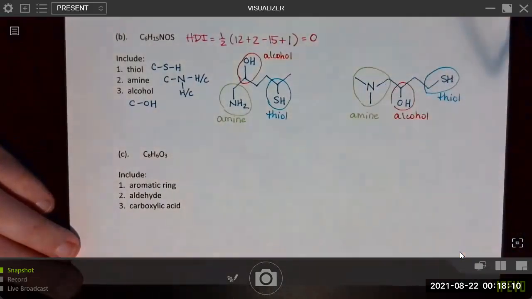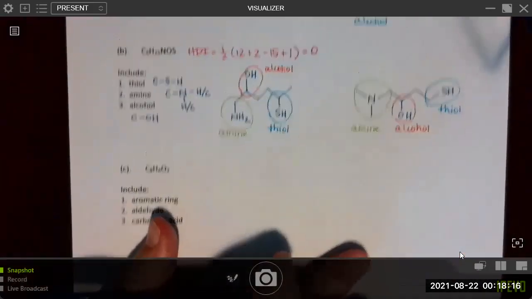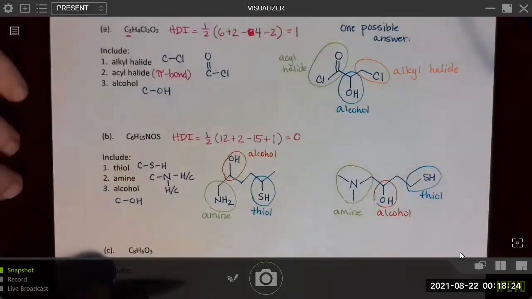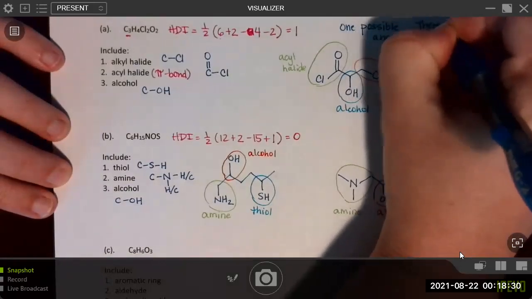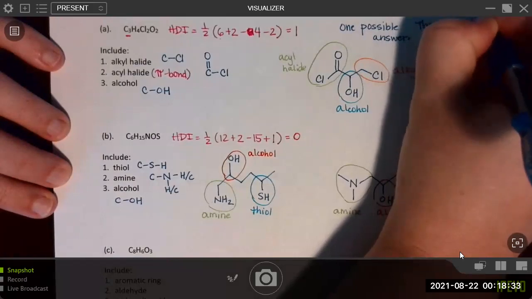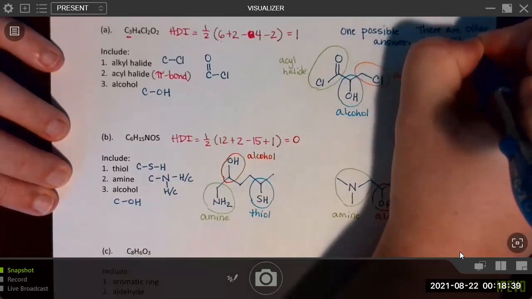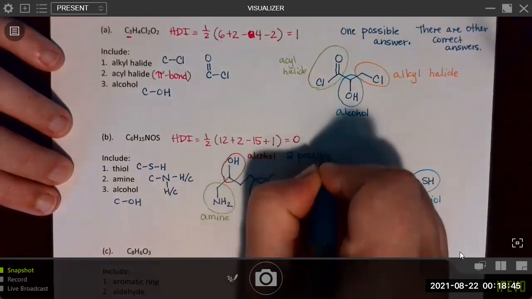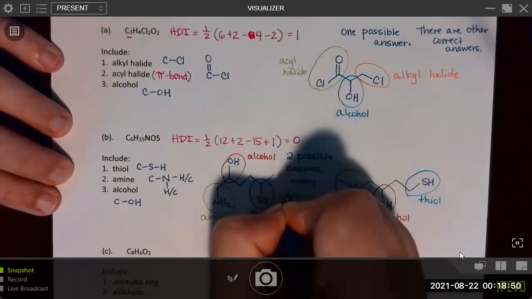Okay, let me just make that clear. When I said one possible answer, I didn't mean that there's only one possible answer. I just meant that this is one of multiple possibilities. So there are other correct answers. I want to make that super clear. Okay, here are 2 possible answers, many other possibilities.